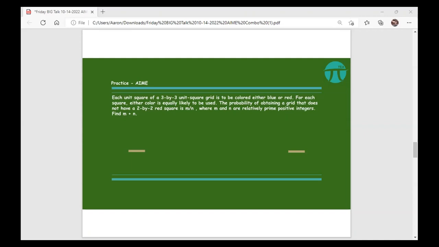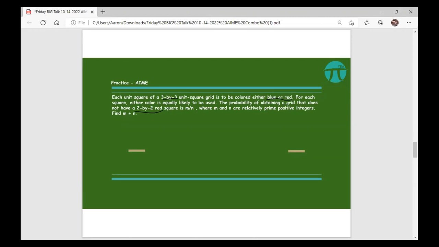All right, so I'll be starting to go over this problem now. There's a 3x3 unit square grid, and each unit square is either blue or red, so each color is equally likely. We want to find the chance of a grid that does not have a 2x2 red square.